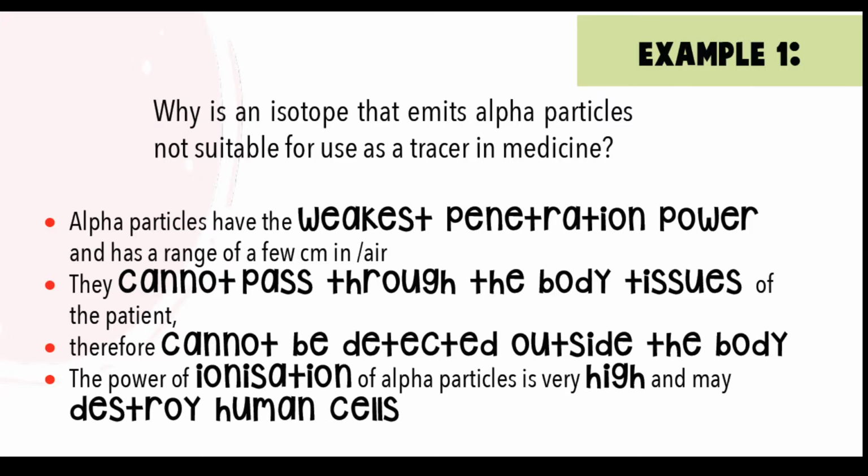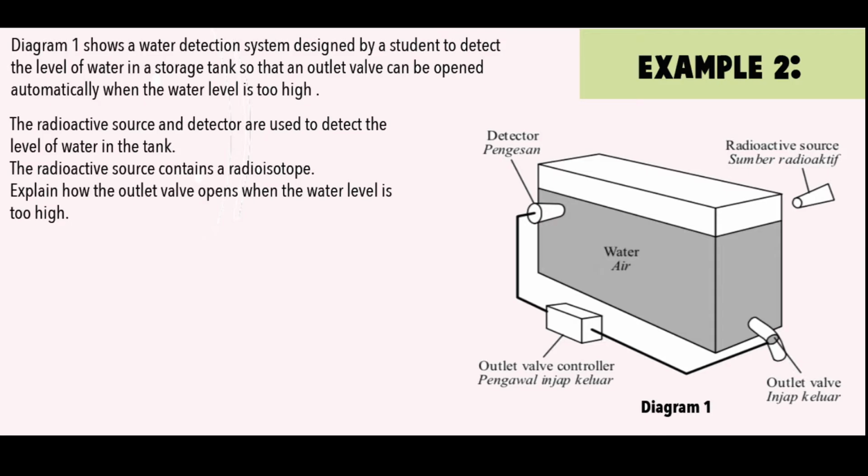Then we go to the second example question. Diagram 1 shows a water detection system designed by a student to detect the water level in a storage tank, so that an outlet valve can be opened automatically when the water level is too high. A radioactive source and a detector are used to detect the level of the water in the tank. The radioactive source contains a radioisotope. Explain how the outlet valve opens when the water level is too high.